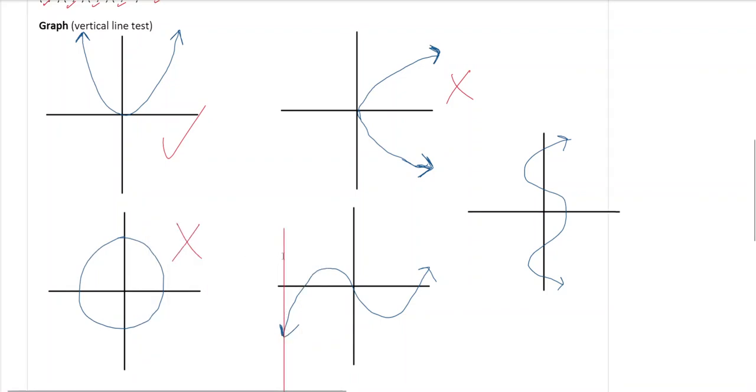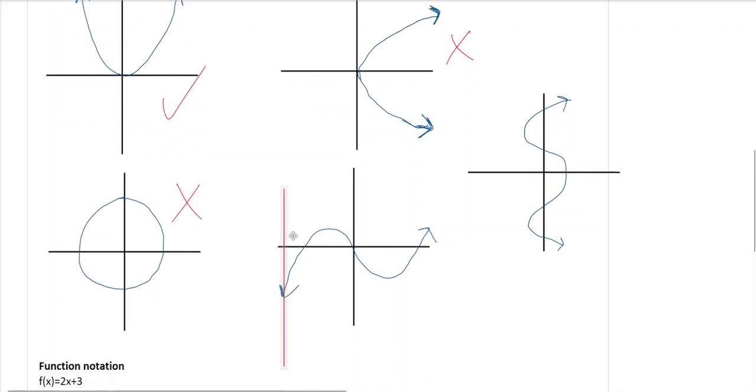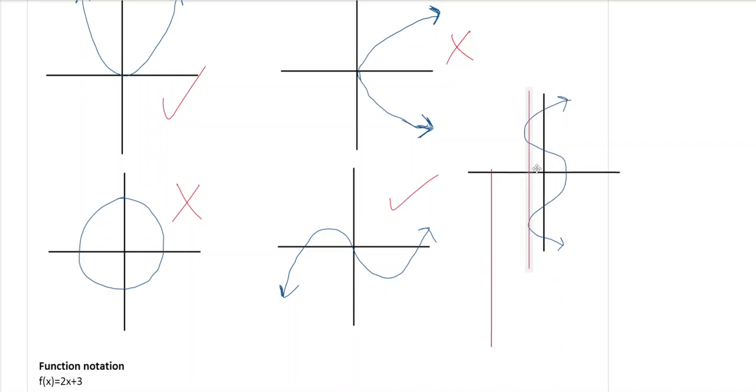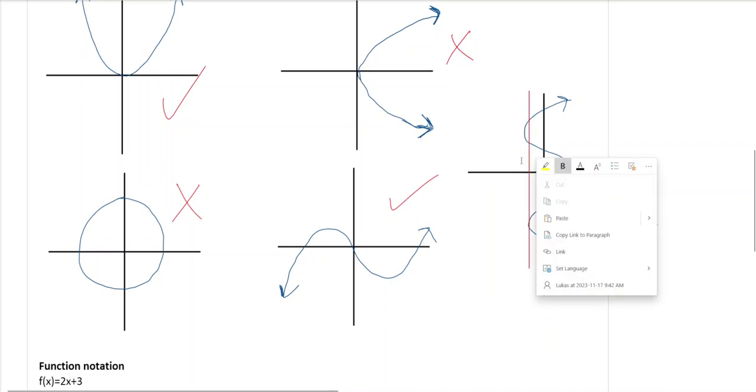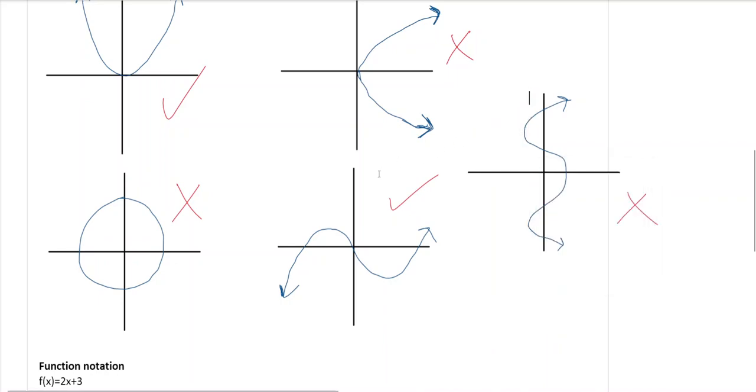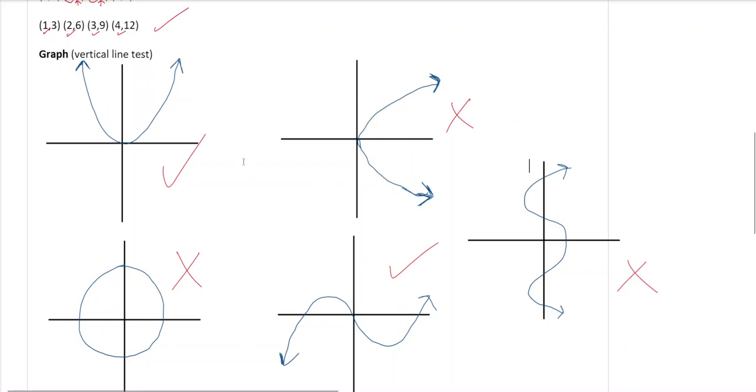This next one here, if you pull it across, it's always only going to hit in one spot. So this one is a function. And finally, this last one here, it's hitting in many places, so it is clearly not a function. So you just do the vertical line test to check that.